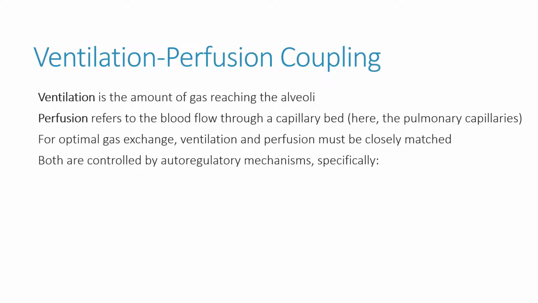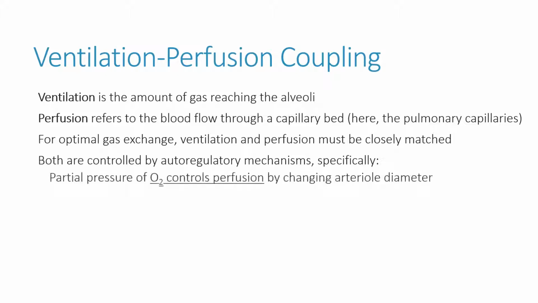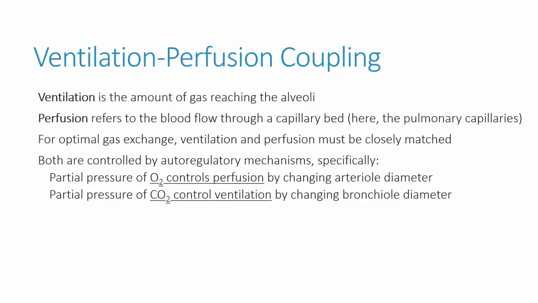Both of these, both ventilation and perfusion, are controlled by autoregulatory mechanisms. Specifically, the partial pressure of oxygen controls perfusion, the blood flow through the capillary bed, by changing the diameter of the arteriole that's at the front of that capillary bed. The partial pressure of carbon dioxide is the one that controls ventilation by changing the diameter of the bronchioles in the bronchial tree of the respiratory system.